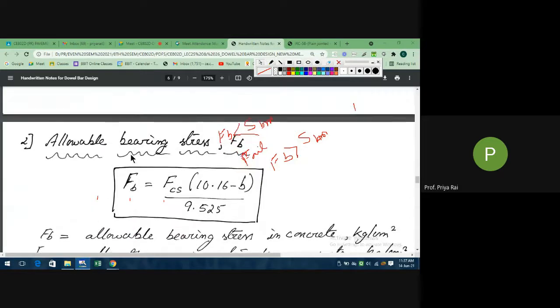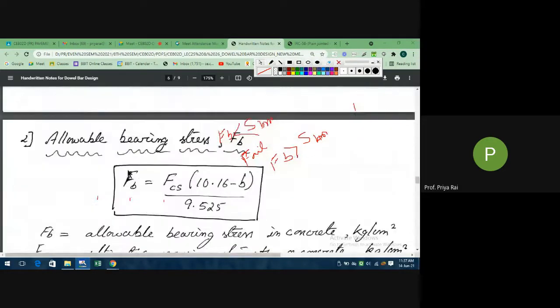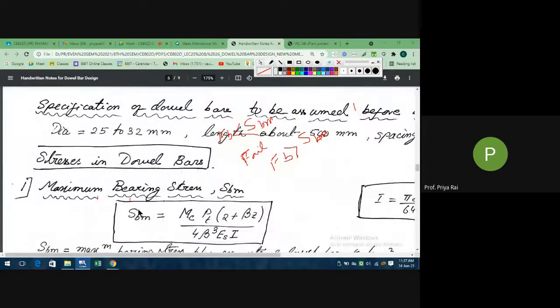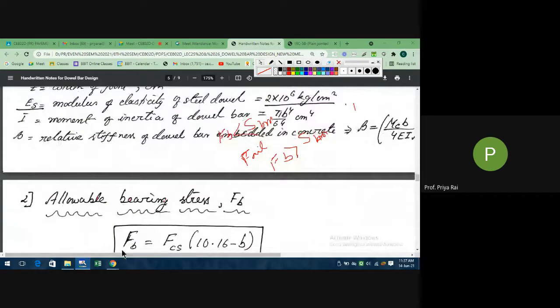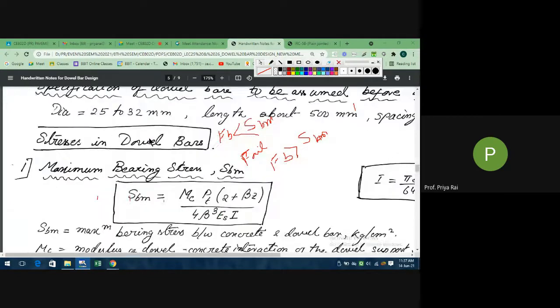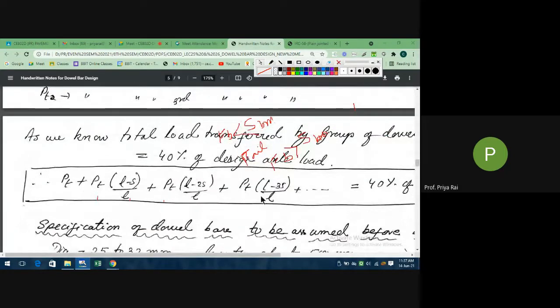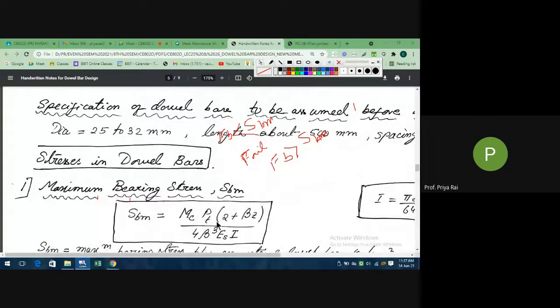Now what we have to do is reduce this value so that our FB is fixed, but now SBM is reduced, so your FB will be greater than SBM. That thing we have to do. Now in order to reduce this SBM, we have to increase the number of bars. That means we have to reduce PT.